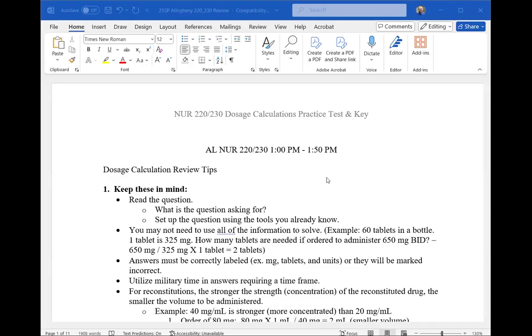All right. So as I mentioned before, the main thing that's different for the 220, 230 test is they're going to ask you to do some heparin infusion questions and then the heparin protocol. So if you looked at any of these reviews or if you looked at your own review packet, you saw this monstrosity of a heparin protocol.